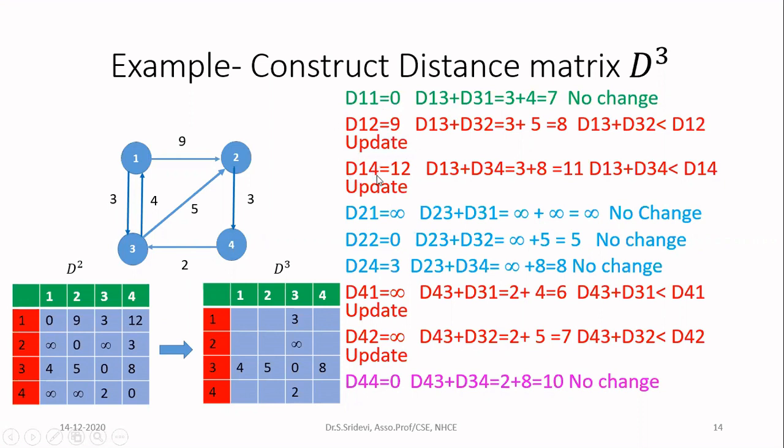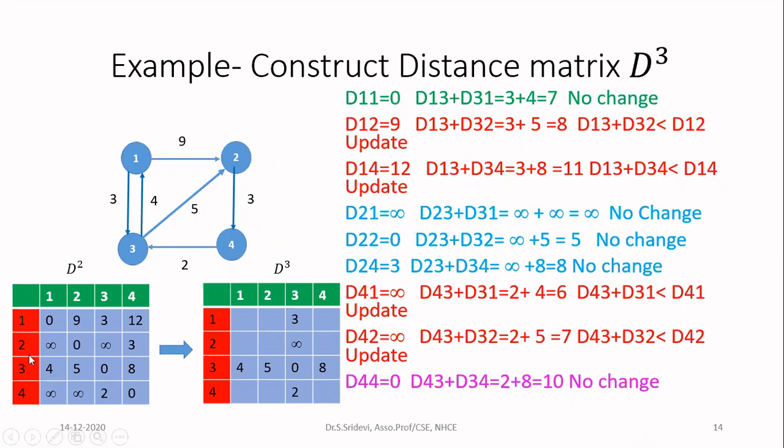Let us consider D14. D14 is going to tell you what is the cost of going from vertex 1 to vertex 4. So I'm going to see in the row 1 and column 4, the value is 12. Now let me check whether there is an improvement by the addition of the vertex 3. So I'm going to find the distance from 1 to 3, then 3 to 4. I have to add both.